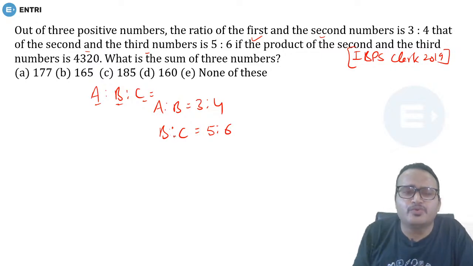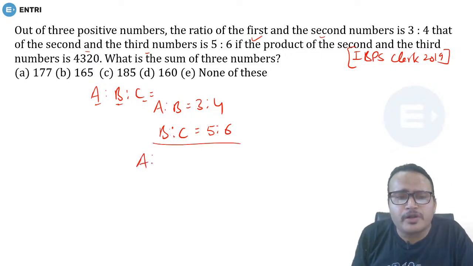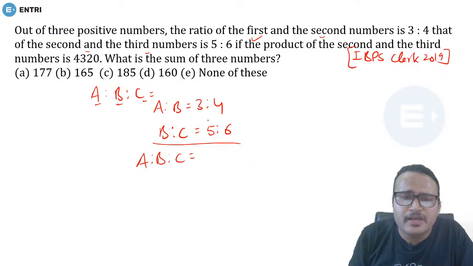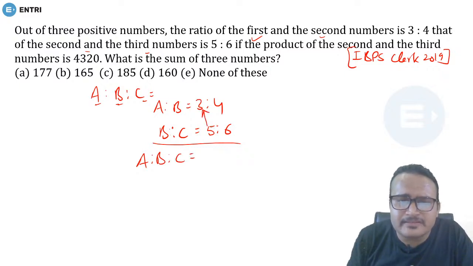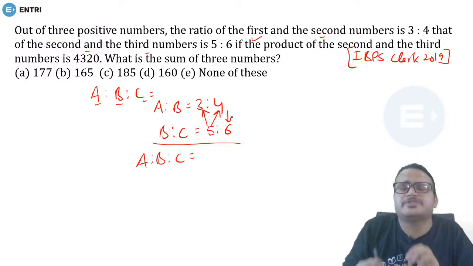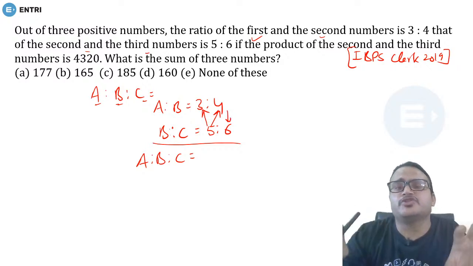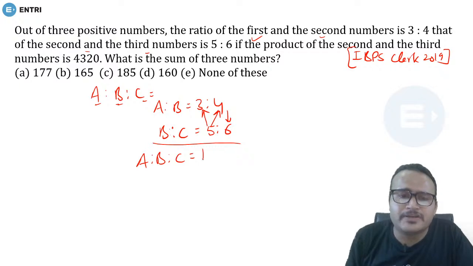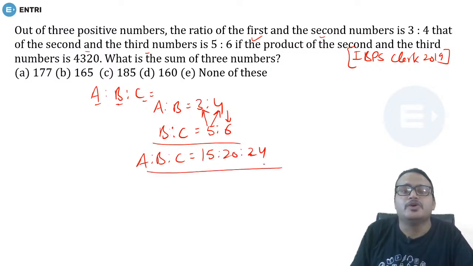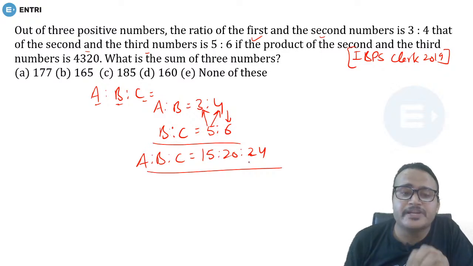You just need to do one thing. In order to find A ratio B ratio C, you need to multiply this by this, this by this, and this by this, and the ratio will be balanced automatically. 5 3s are 15, 5 4s are 20, and 4 6s are 24. This is the balanced ratio. This is the ratio A ratio B ratio C, guys.